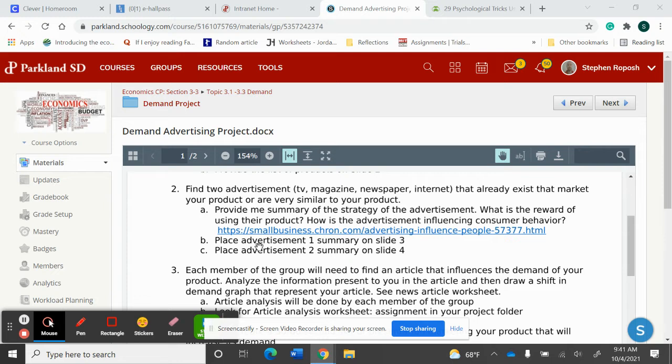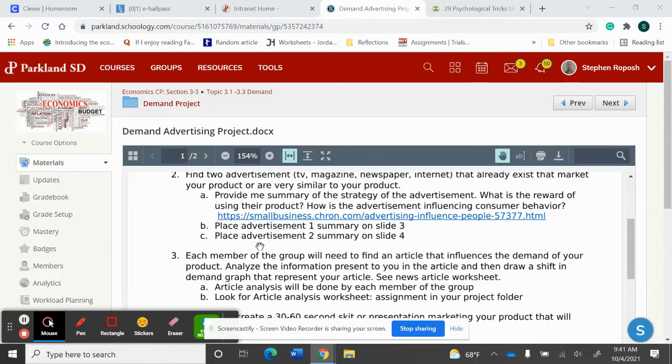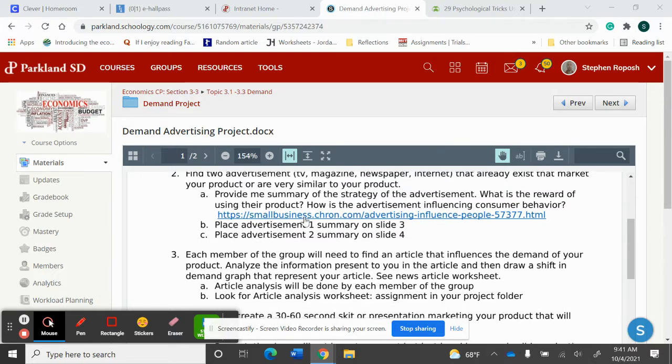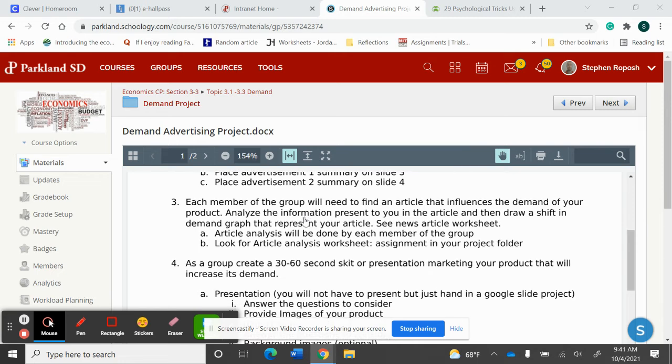If you're working by yourself, you just have to do one. If you're working with two people, each person does one, but you have two on the PowerPoint side. Make sense? Group of three, each person does one, but you have three on the PowerPoint side. Answer these questions and then click on the hyperlink. It'll tell you what kind of marketing strategies exist.